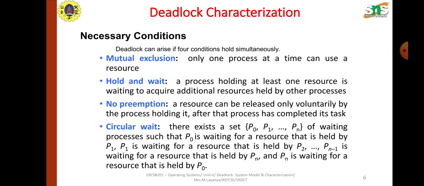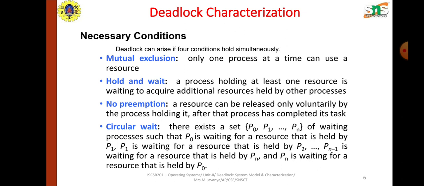Now let's see the characterization of deadlock. For occurrence of deadlock, there are four main characterizations and conditions. In other words, if a system holds these four conditions, then the occurrence of deadlock is more likely on that system. This is the scenario for these four conditions.